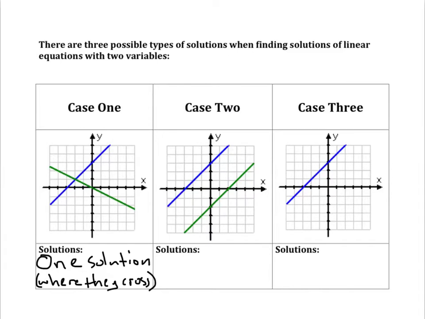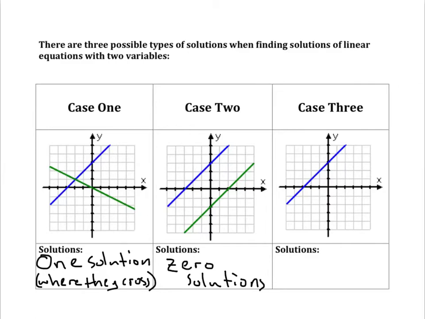For case 2, if we have two lines that are parallel, we know that means they have the same slope. So if two lines are parallel, you will have 0 solutions. So no solutions at all. It makes sense because the lines don't cross each other.